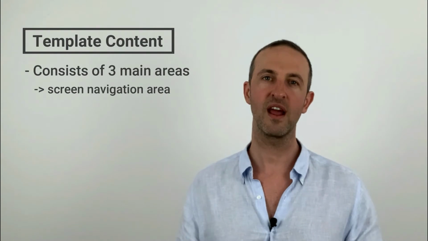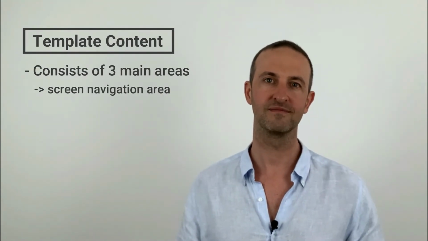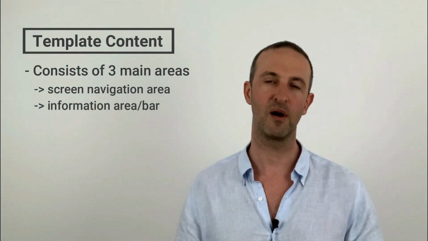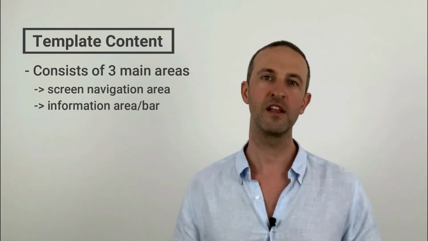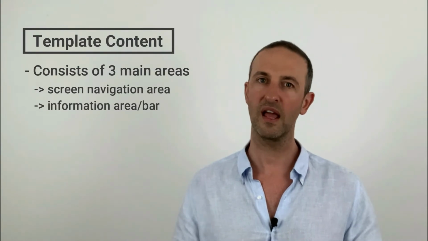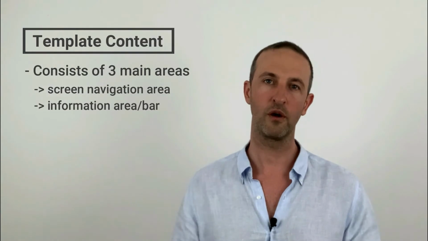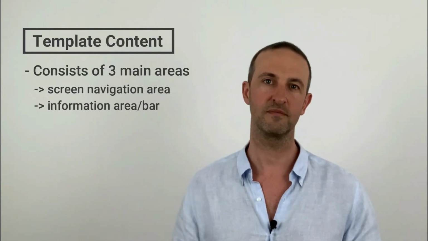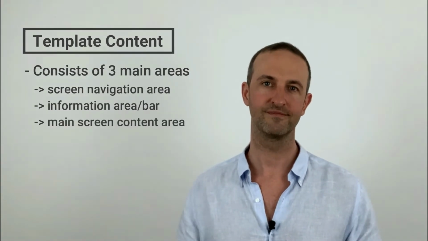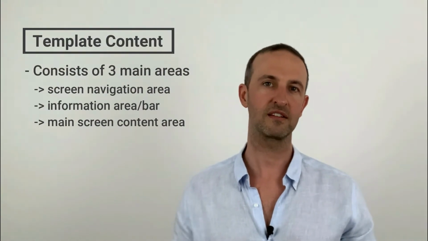The screen navigation area is used to navigate through the different main screens of the application. The information area, or the information bar, because it's typically shaped as a bar, displays valuable information that you would like to have displayed on every screen of your application, like for example the date and time, the actual recipe running on the line, or the current user that is logged on to the system. The final area of the template is the actual screen content area. This content is screen dependent, and all of this will get much more clear in the next lectures.